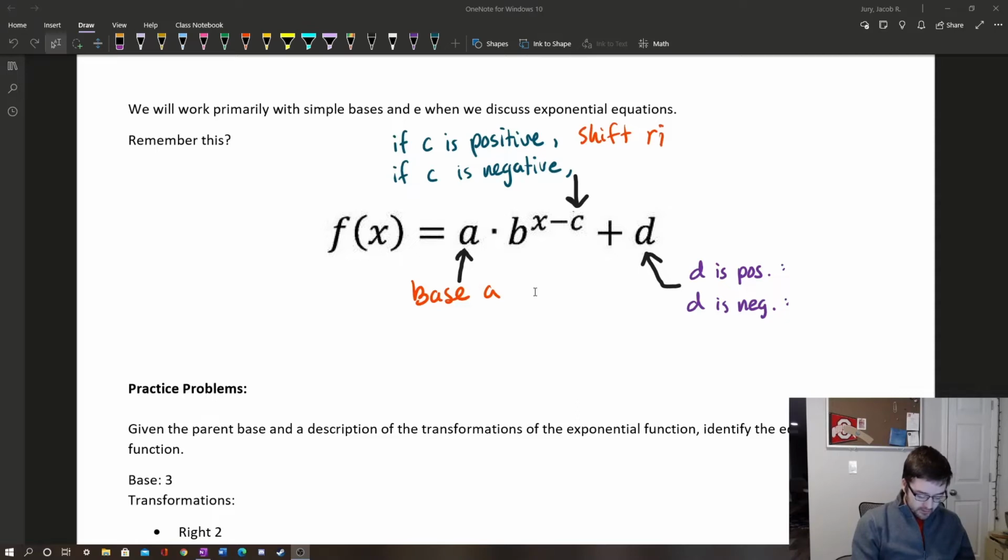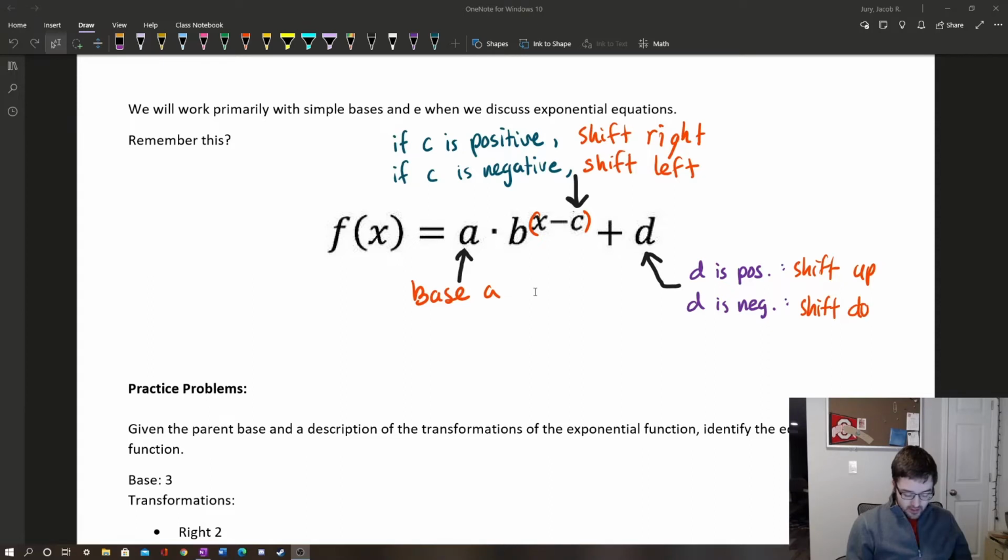But we're going to shift everything right if C is positive. Remember, we start off with C being negative in the transformation format. So if C is negative, we have a double negative and it looks like a positive, and we shift left. And D is more straightforward. If D is positive, then we shift up. If D is negative, we shift down. So we're going to shift all these y values down.